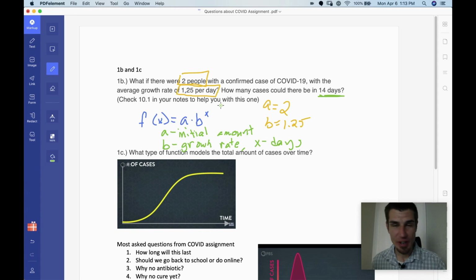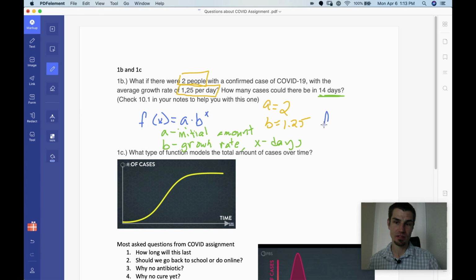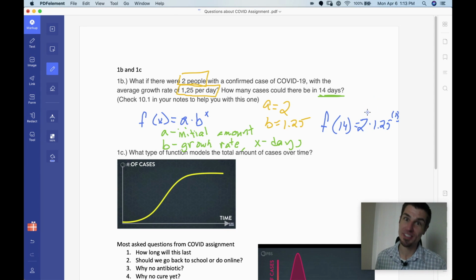So to use all this information, we're going to be looking for f of 14. We're going to substitute 14 into x in our function f of x. Our a is 2, so we substitute 2 in for a. Our b is 1.25, so we substitute that in there. And our x is 14 days, because that's what this question says. So what do we do first? Do we do 2 times 1.25 first, or do we do 1.25 to the 14th power first?